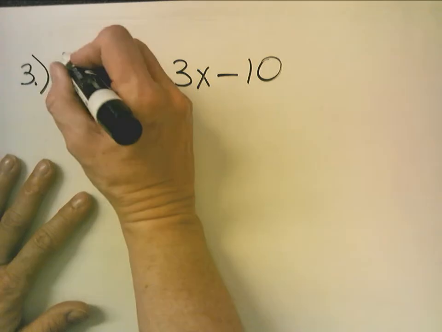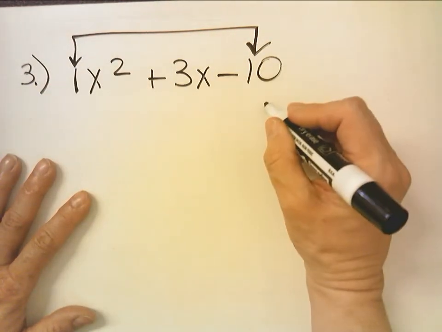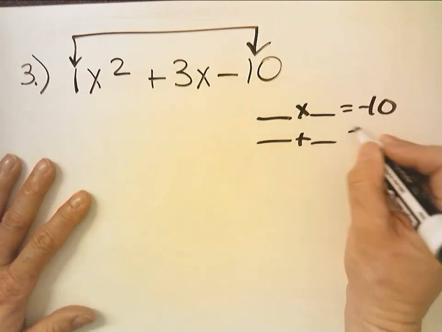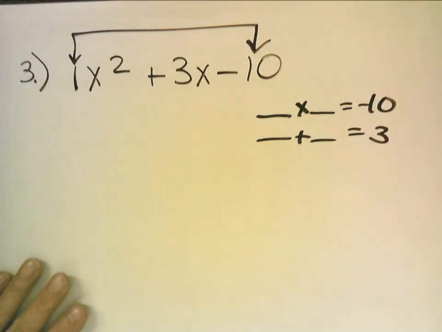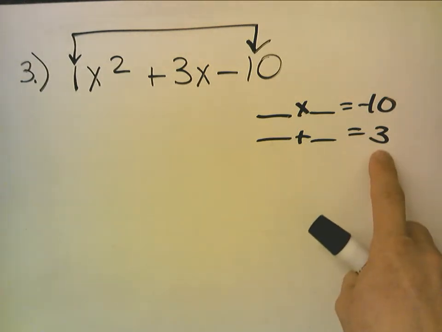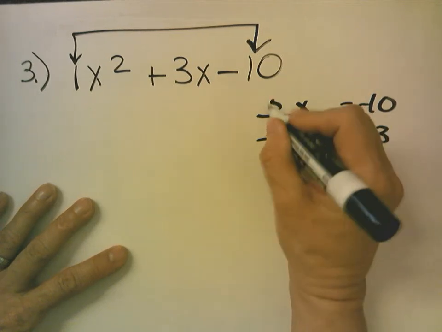So, the AC method tells me to use 1 times negative 10. So blank times blank equals negative 10. Blank plus blank equals 3. They equal AC but add up to B. So two numbers that multiply to equal negative 10 but add up to 3. Obviously, if it's a negative product, one's negative, one's positive. Obviously, the bigger one has to be positive because it adds up to a positive number. So it's going to be positive 5 and negative 2.